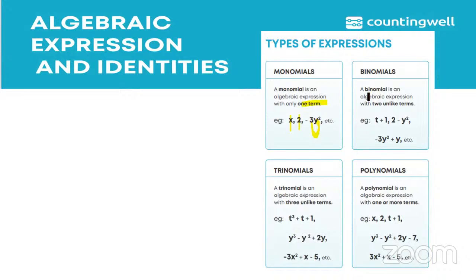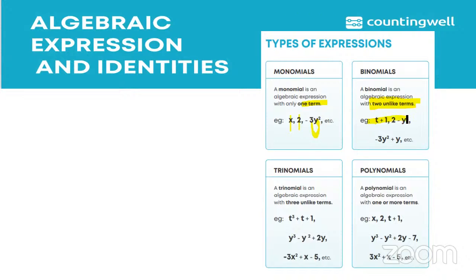A binomial is an algebraic expression with two unlike terms. So there should be two unlike terms, which is very important, because if two terms are like terms, then we can add or subtract them and it will get converted into a monomial again. So we'll get only one term in that algebraic expression. So it is important that the two terms should be unlike. So t plus 1 is a binomial because it is a combination of a variable and a constant by the operation plus.